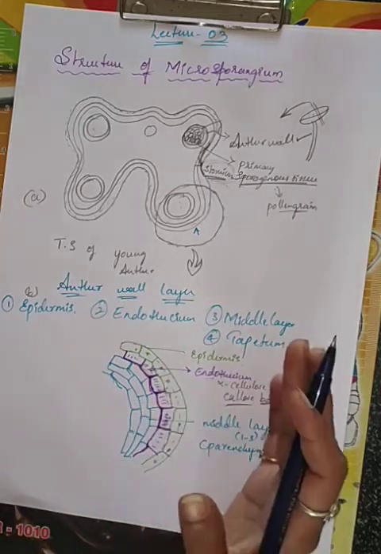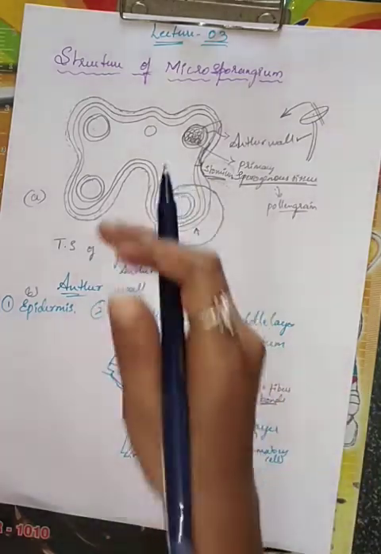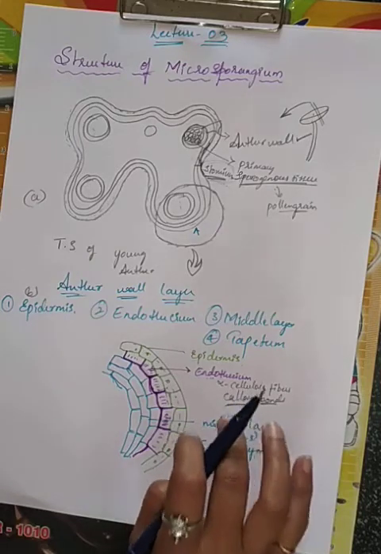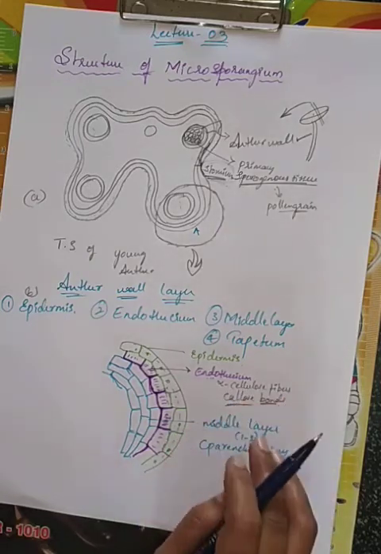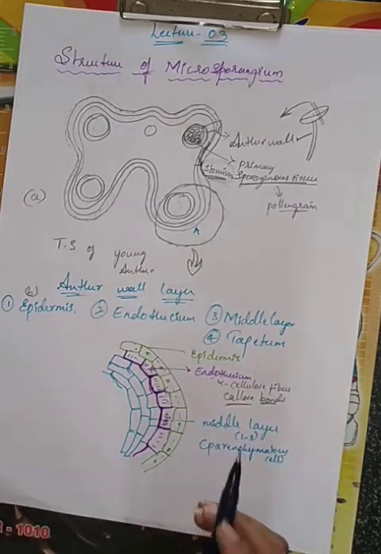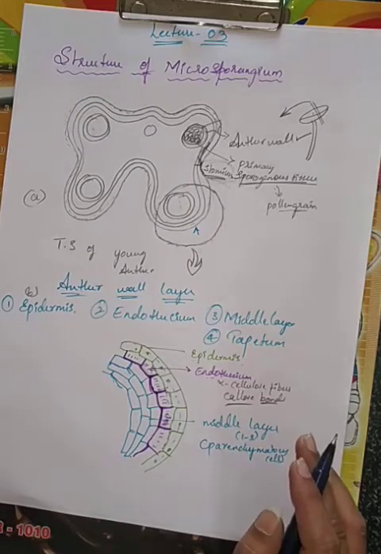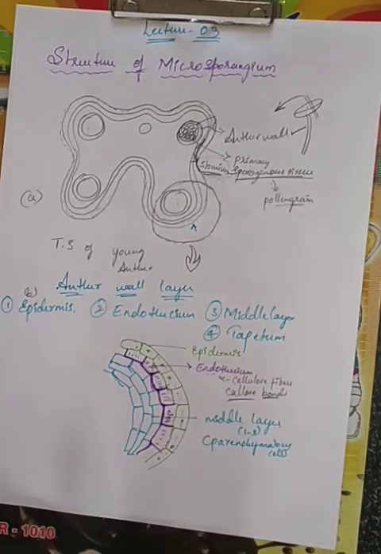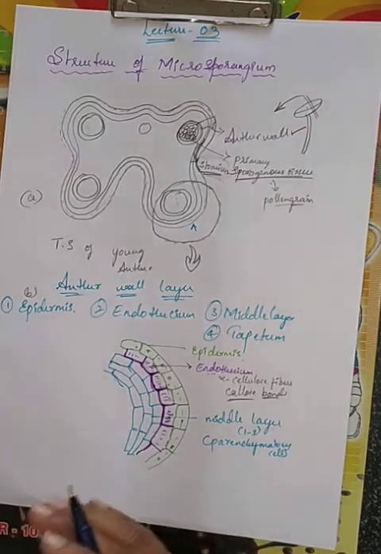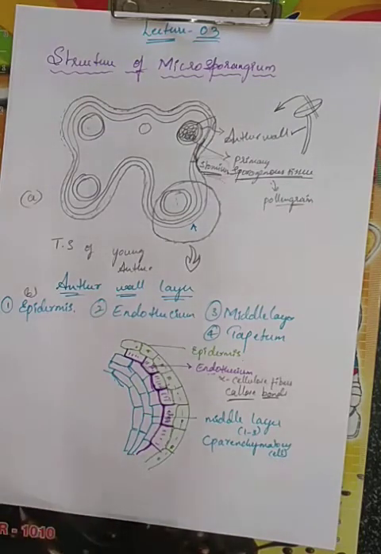It degenerates after maturity. When the anther is going to be matured, the middle layer goes what? Degenerate. There will be a question: which anther wall layer will be degenerated after maturity? This middle layer will be degenerated, the other 3 layers will be there only. Now the interesting and very important questions will arise from the fourth layer, that is the tapetum.